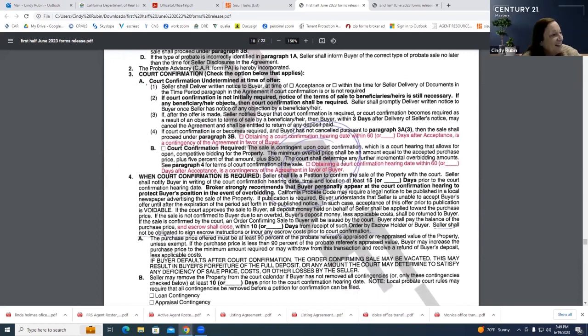Okay. This does the same thing. And we know we've had this issue in probate court, where you have to have court confirmation. And sometimes buyers don't want to wait for it. Some of them make it a contingency that it has to be within a time frame, but it's not written into anything up till now. Okay. So if court confirmation is or becomes required, and the buyer hasn't canceled, the sale shall proceed under court confirmation required.